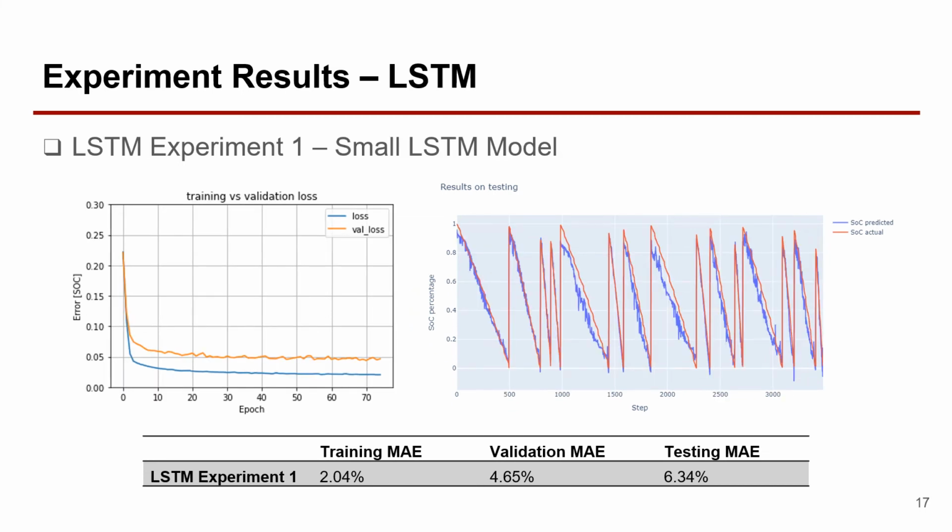If we see the LSTM experiments that were performed, the first LSTM experiment is a small LSTM model with 2 hidden layers. The training of the model over 75 epochs took 1 hour and 15 minutes to complete.